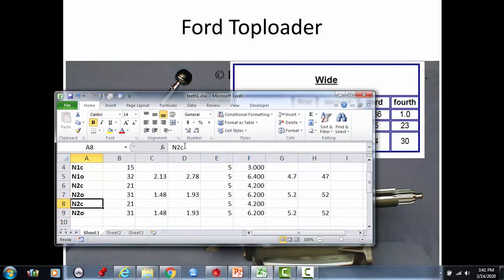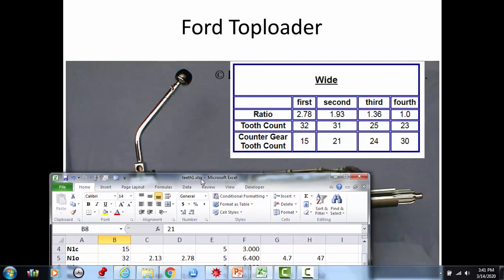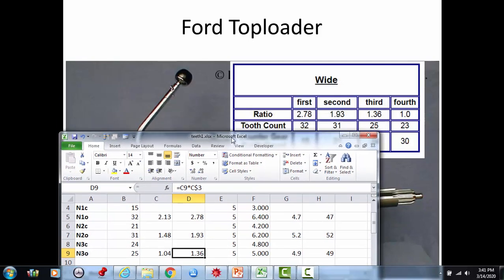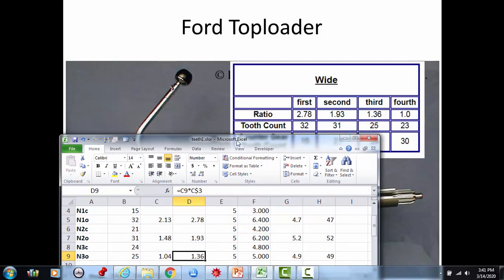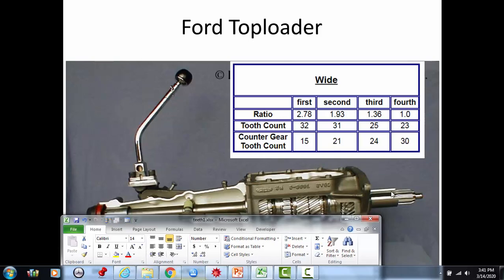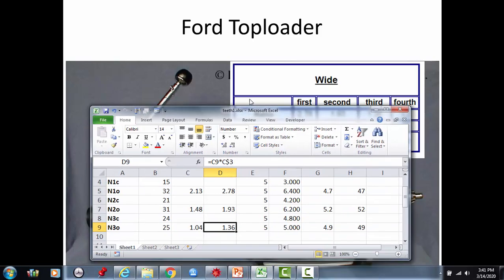So that's N3C, N30. And I've got a 24 feeding a 25. Almost a 1-to-1. And that's showing up as a 1.36 overall, which is what he has. And of course, fourth is direct drive. So it's 1. That's just connecting the input directly to the output.